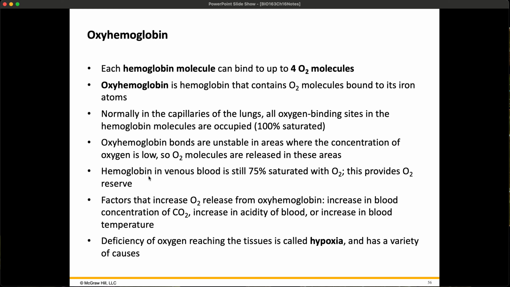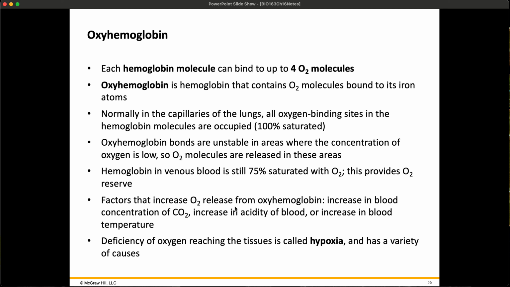But even in venous blood, hemoglobin is still 75% saturated with oxygen. So that way you have this O2 reserve in case you need it for emergencies, for running or fighting or whatever it may be. So when we talk about deoxygenated blood in your veins, it's still 75% saturated with oxygen. Our bodies would freak out if that was the level it stayed at, because typically they like to have 97, 98% saturation of oxygen.